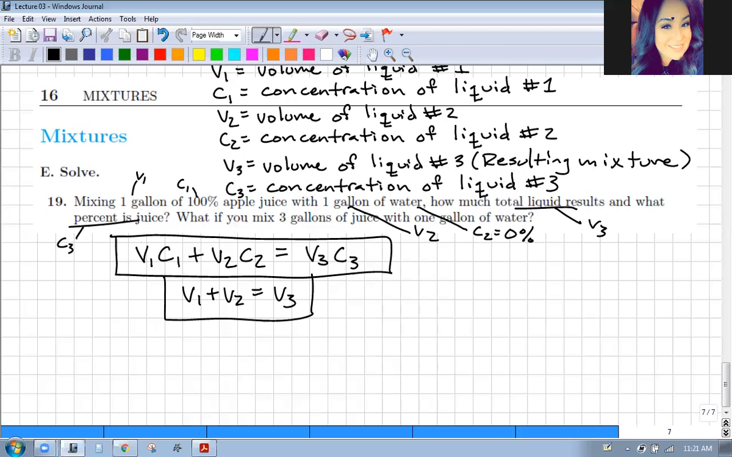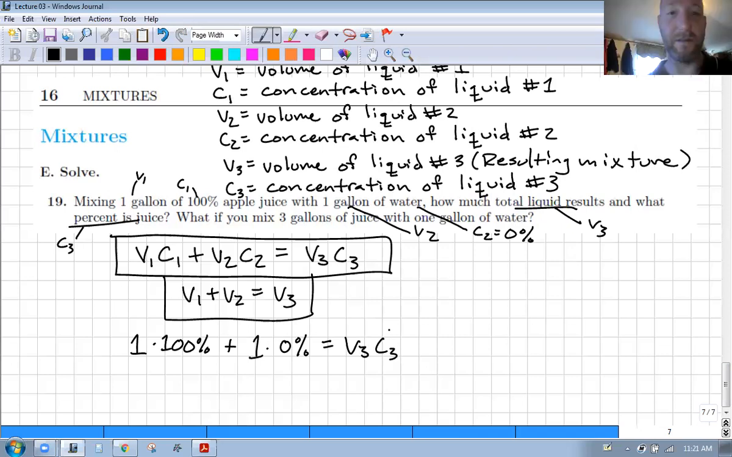We have 1 gallon of juice, and it's at 100%. We're mixing it with 1 gallon of water, which is 0%. And we're getting a third volume and a third concentration. That's what they're asking us for. So this is our setup equation. But we know that V1 plus V2 is V3. So we know that 1 plus 1 is 2. So that's our V3 here.